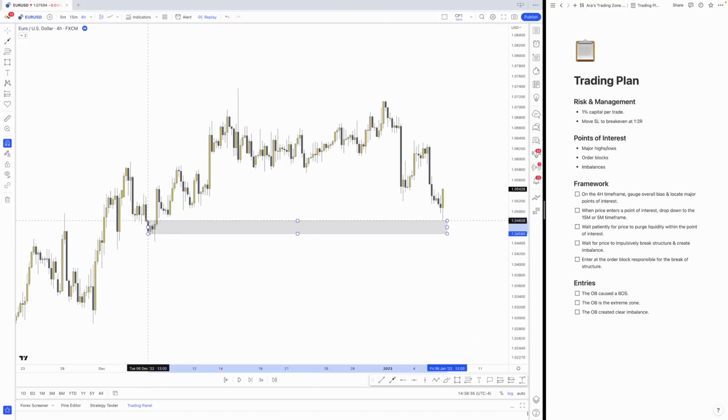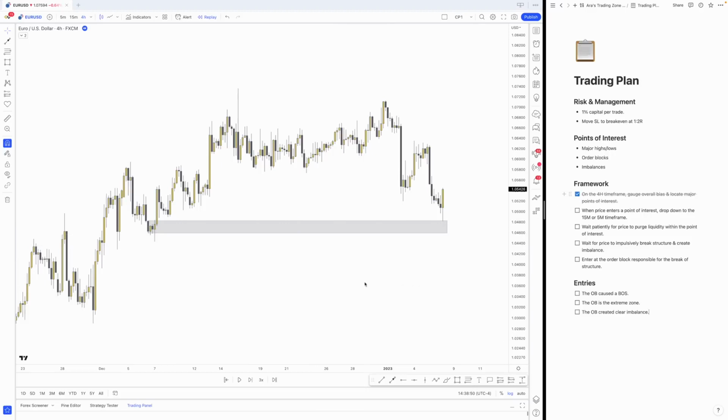But we can clearly see that there's been a reaction from this candle here. And that's all I need to know in order for me to drop down to a lower time frame and see what's really going on. So this is my 4-hour point of interest. I'm going to check that off the list right here.